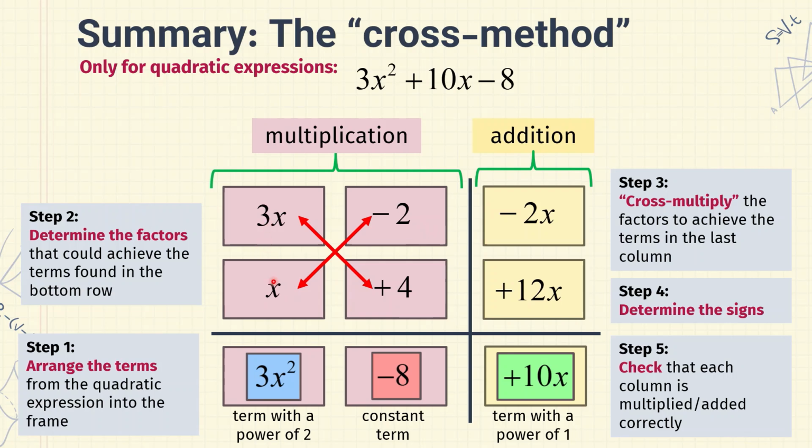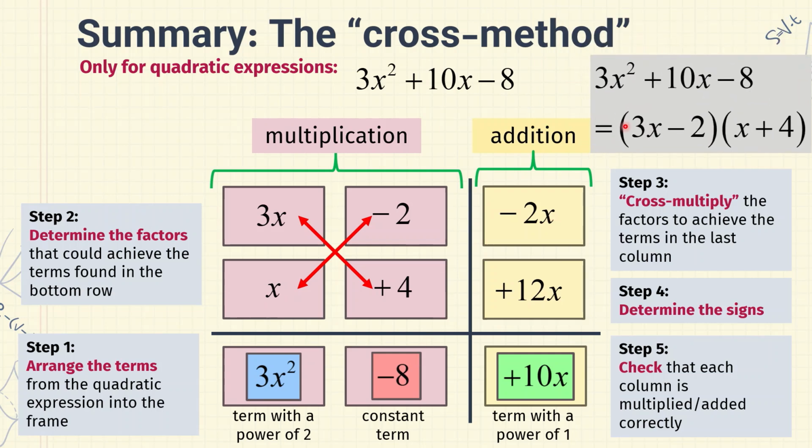Then we check in our final step that each column is multiplied or added correctly. We know that this column over here is settled because positive 3x times positive x will give us 3x squared. We usually do not touch anything in this column here. Then negative 2 multiplying with positive 4 will give us a negative 8, so the multiplication is fulfilled over here. And in the last column, subtracting 2x from a positive 12x will give us positive 10x, so the addition is fulfilled over here. Therefore, I have completed my quadratic expression factorization after doing my checks.